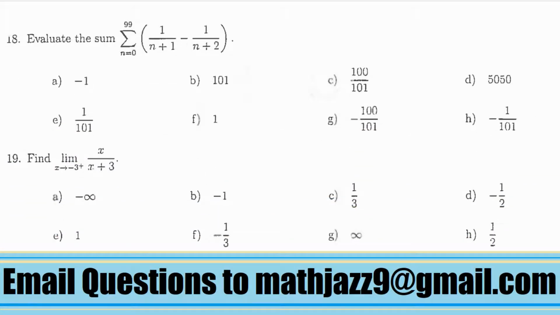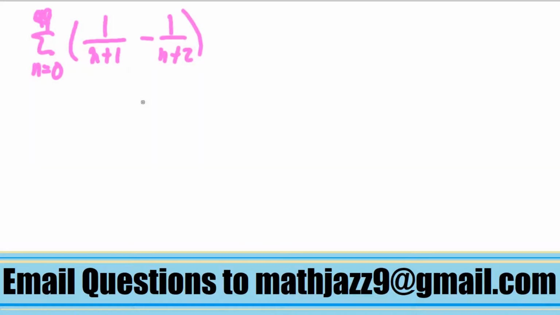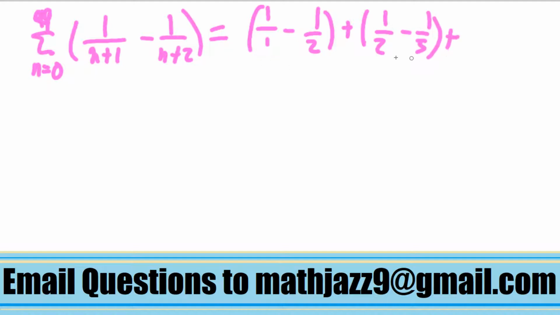We'll evaluate the sum from 0 to 99. This sum is called a telescoping sum. We have the sum from n equals 0 to 99 of 1 over n plus 1 minus 1 over n plus 2. I'm going to write out a few of the terms at first. If we plug in 0, we get 1 over 1 minus 1 over 2. That's our first term in this series, plus 1 over 2. When n equals 1, we get 1 over 2 minus 1 over 3. Plus, and this will go up to the last terms: 1 over 99 plus 1 is 100, and then 99 plus 2 is 101.